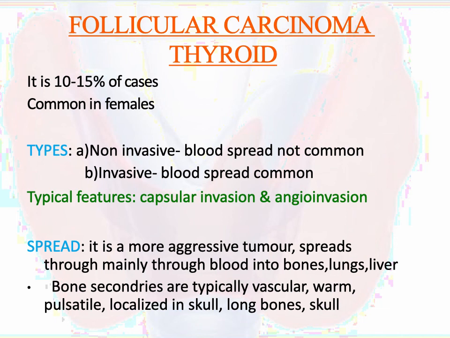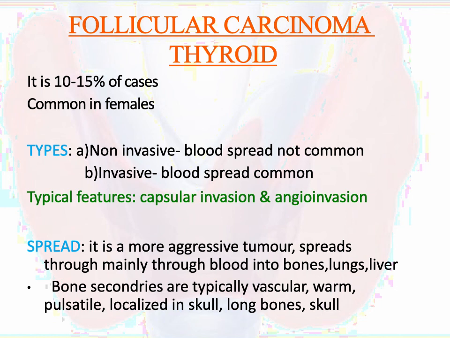Follicular carcinoma of the thyroid, 10 to 15% of cases, is common in females. One type is non-invasive, where blood spread is not common, and one type is invasive, where blood spread is common. The typical feature which you have to remember: the difference between a follicular adenoma and follicular carcinoma is involvement of the capsule. Carcinoma involves the capsule, with invasion of the capsule and angioinvasion.